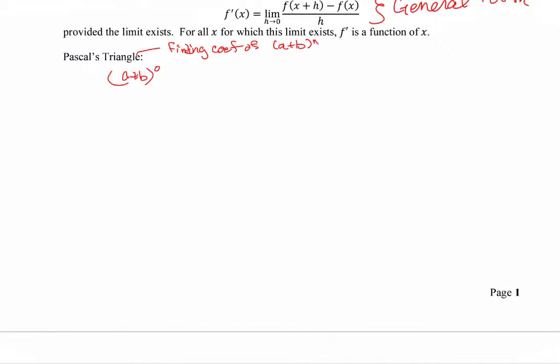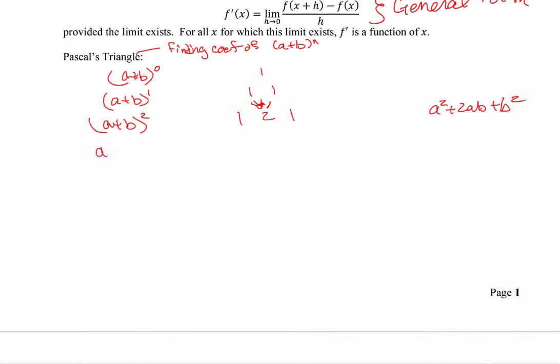So if I have a plus b to the 0, that's just 1. If I have a plus b to the first power, that's just 1 and 1. If I have a plus b squared, then we know that that is a squared plus 2ab plus b squared. And so our coefficients are 1, 2, 1. And the way we get the 2 is, if we add the 1 and 1, we get 2.